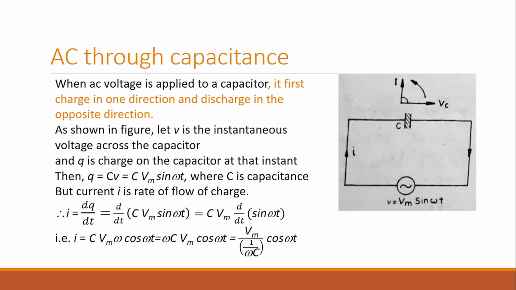Same is shown in the figure. V equal to Vm sin omega t and I equal to Im sin(omega t plus pi by 2) are shown, and we'll find that I is leading the voltage by pi by 2 radians.